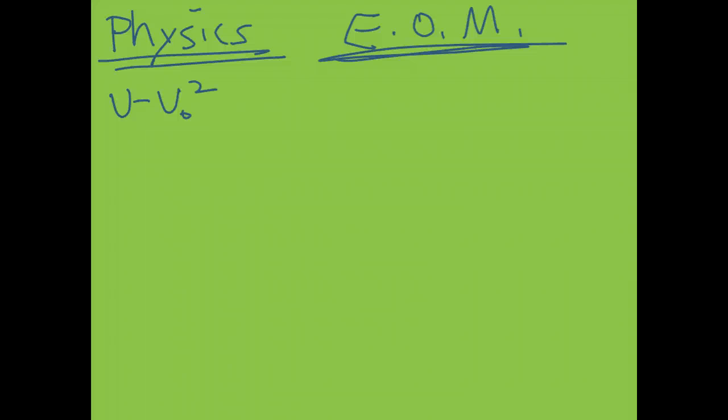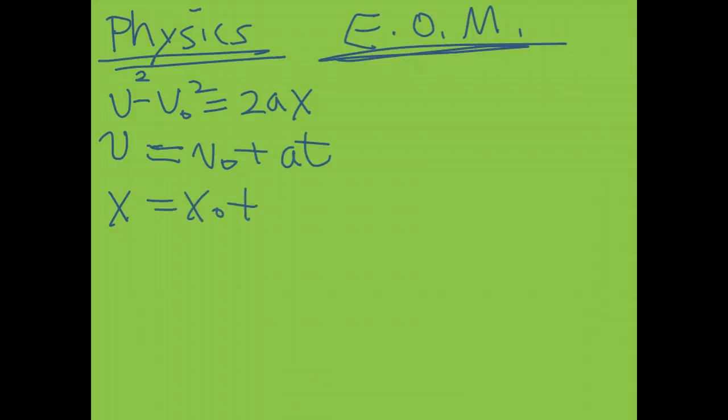One is v squared equals v naught squared plus 2ax, and another one is v equals v naught plus at, with the initial speed v naught. The third one is x equals x naught plus v naught t plus one half at squared.